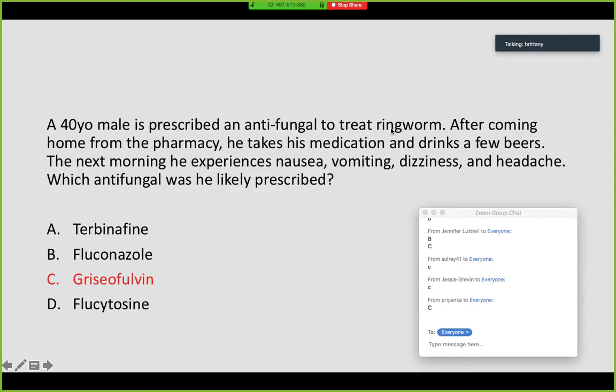And make sure, so I think on our slide it said it's used to treat dermatophytosis. Like, make sure you know that that means ringworm. So like they could show you a picture of someone with ringworm on the exam. So just make sure you know what that word means.